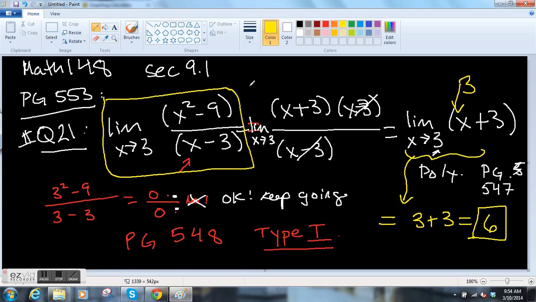On a test, to show your work, what I would like to see is this stage here, the factoring stage, and then maybe you can go to 3 plus 3 and then 6, like that. So your work will be a lot less than my work.